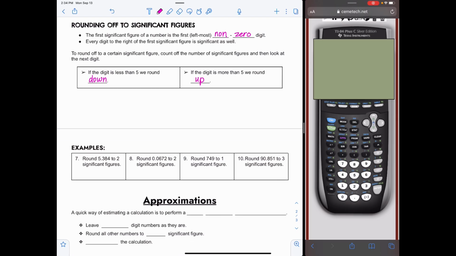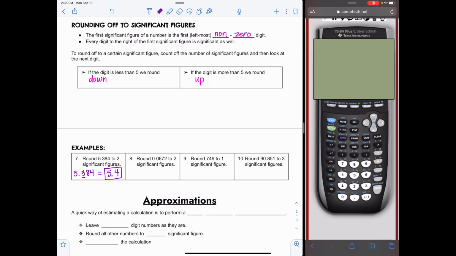So it says round 5.384 to 2 significant figures. When I write down 5.384, my first significant figure is the first number that I see that is not 0. So 5 is my first significant figure. I want to round to the second significant figure, which is going to be that 3. So when I round it, that is going to end up giving me a 5.4. That is my answer in 2 sig fig. That's short for significant figures.